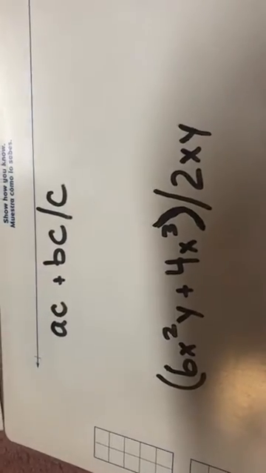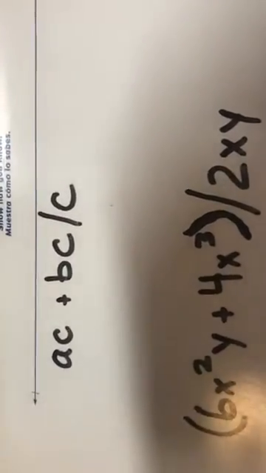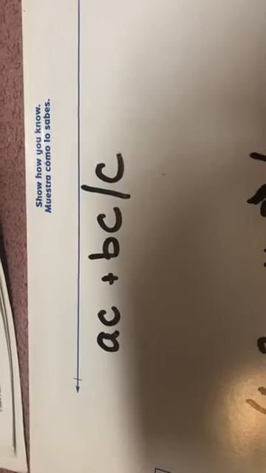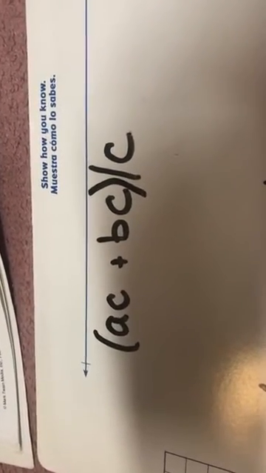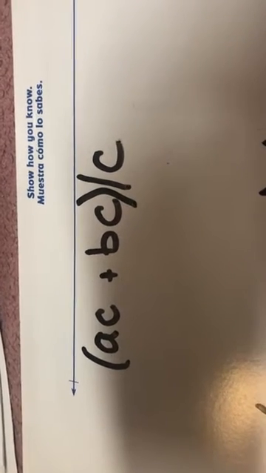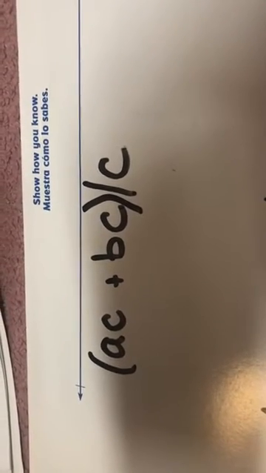Essentially, once again, this is going to be pretty basic, but we're going to do a couple of examples just to make sure that we are comfortable. This becomes A times C plus B times C, and that's all being divided by C. I should probably put that in parentheses to show that that whole thing is over C. So basically, all I do here, folks, is take each individual term and divide it.